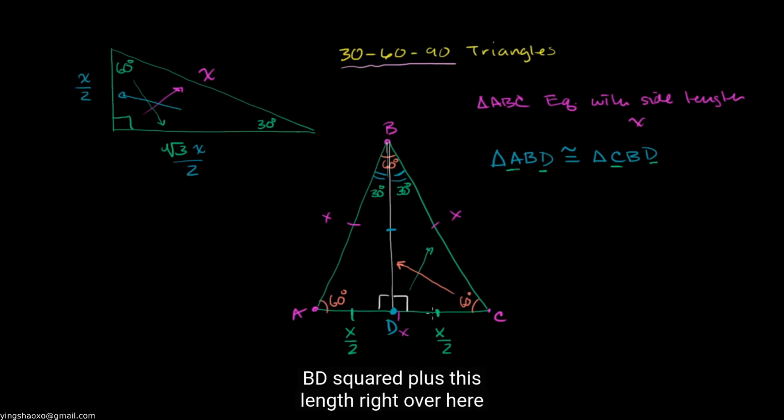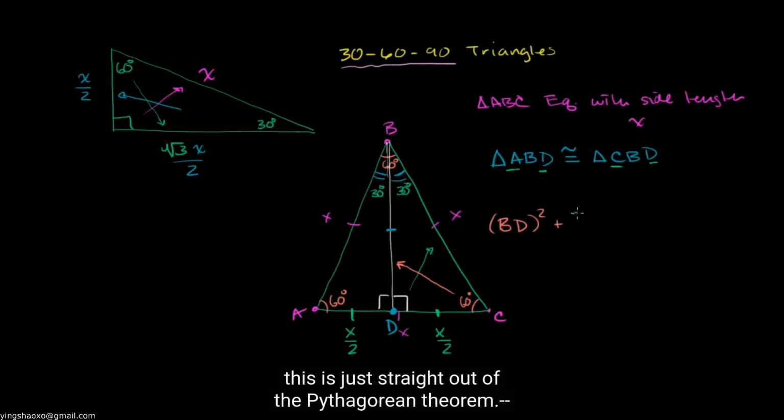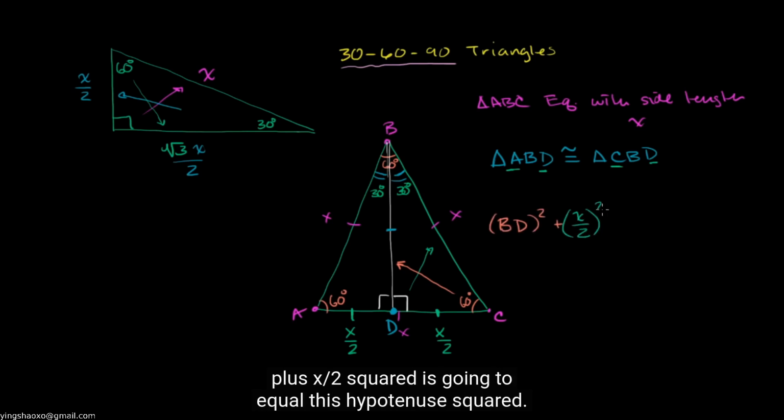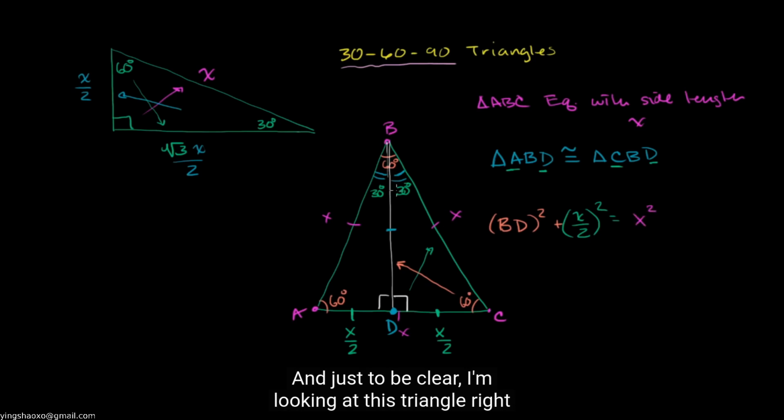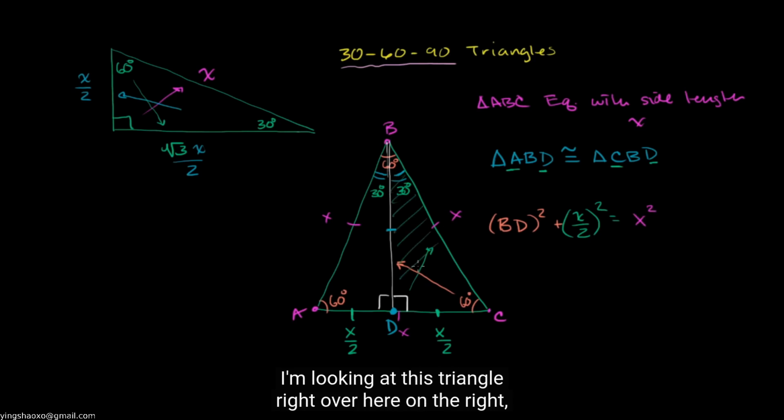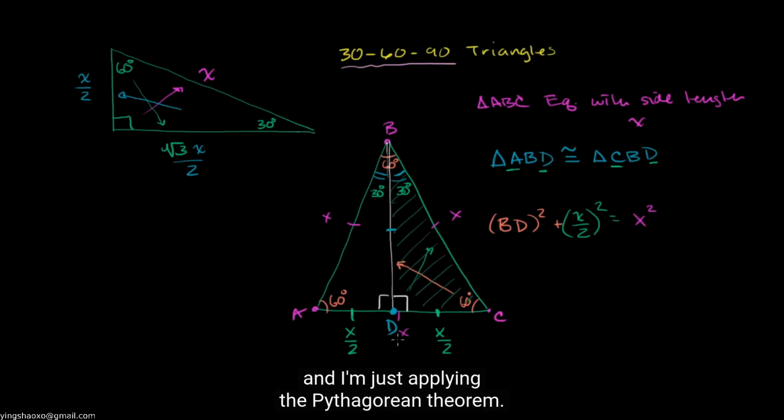BD squared plus this length right over here squared, x over 2 squared, is going to be equal to the hypotenuse squared. So we get BD squared plus x over 2 squared, straight out of the Pythagorean theorem, is going to equal this hypotenuse squared, which is x squared. Just to be clear, I'm looking at this triangle right over here on the right, and I'm just applying the Pythagorean theorem. This side squared plus this side squared is going to equal the hypotenuse squared.